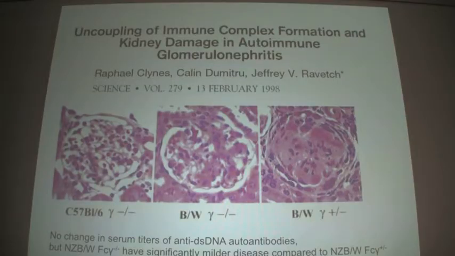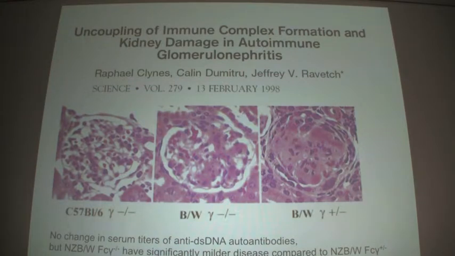So he crossed the NZBW mice into mice that had no gamma chain in the Fc receptors. Now, Fc receptors are receptors on phagocytes that recognize immune complexes. The gamma chain is like an activating protein in the Fc receptor complex. So if you don't have the gamma chain, there will be no activation of the cell having the Fc receptor. That cell will not be activated by immune complexes.